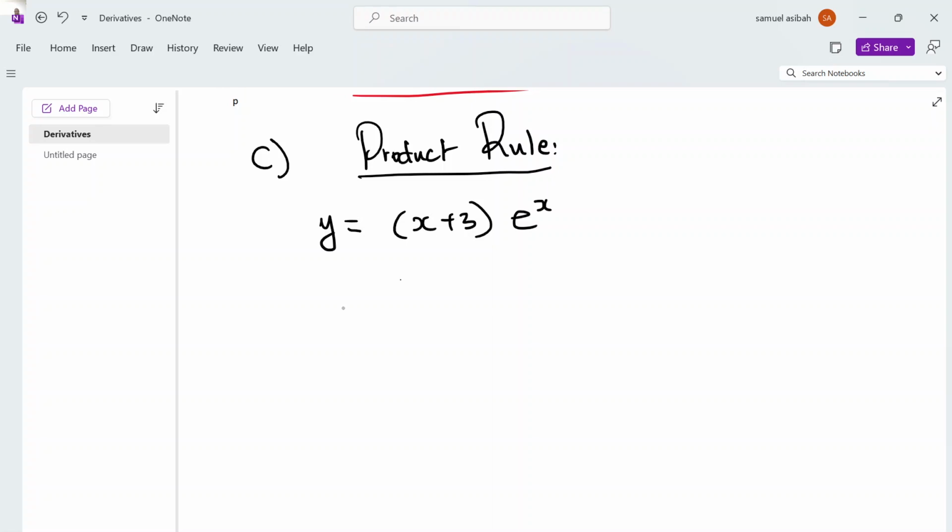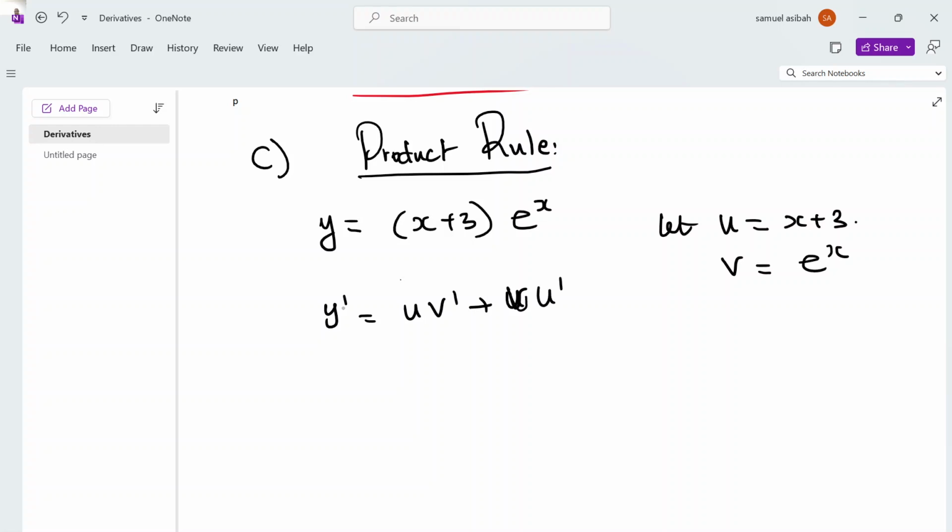So the product rule is that we just say let u be equal to x plus 3. So you divide the two, you identify the two as u and v. So for you to use the product rule, you use the formula: u times the derivative of the second function, v, then you add v times the derivative of the first function, just like that.